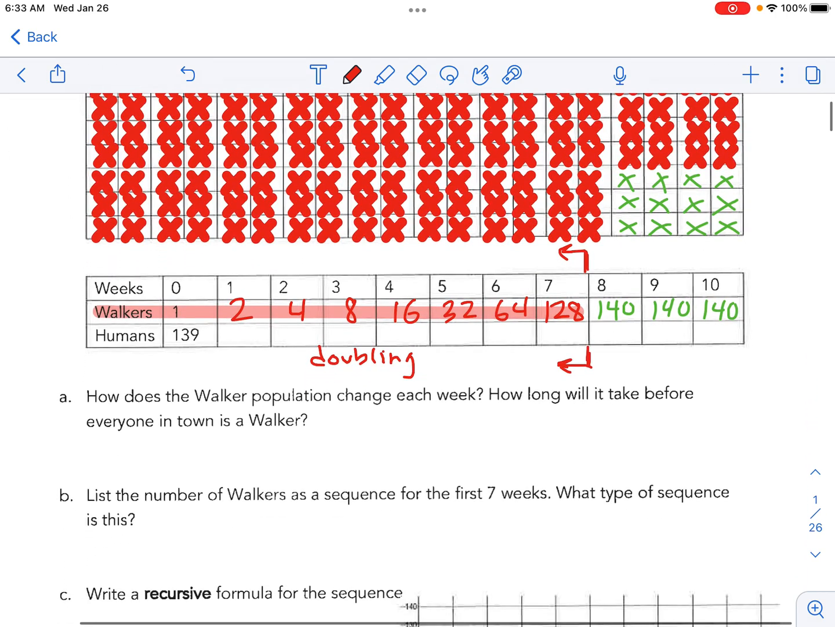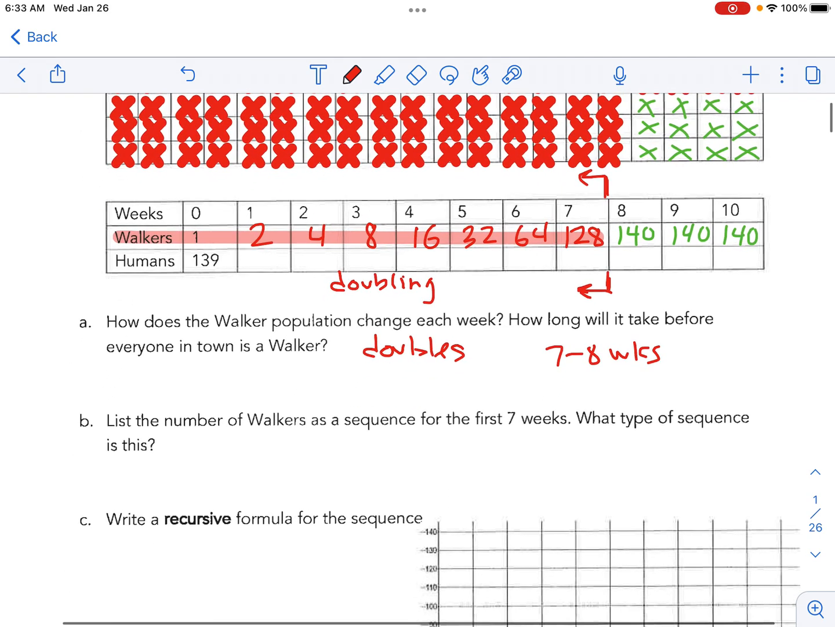Okay, so just to answer these questions down below, how does the walker population change each week? It doubles until we run out of people. And it says, how long will it take for everyone in the town to be a walker? And that happens right there between 7 and 8 weeks. And it says, list the number of walkers as a sequence for the first 7 weeks.